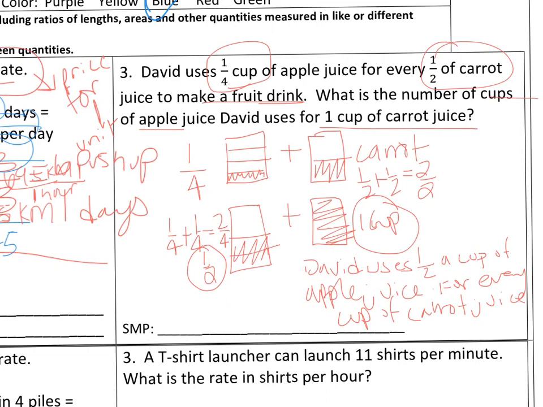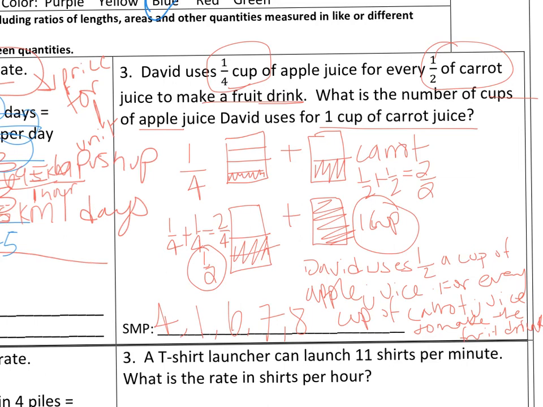So it says, David uses half a cup of apple juice for every cup of carrot juice to make the fruit drink. So here, the obvious SMP that you're using is SMP 4, although I will also accept SMP 1, I will also accept SMP 6, SMP 7, and maybe even SMP 8. As long as you can argue your SMP, I will accept it.